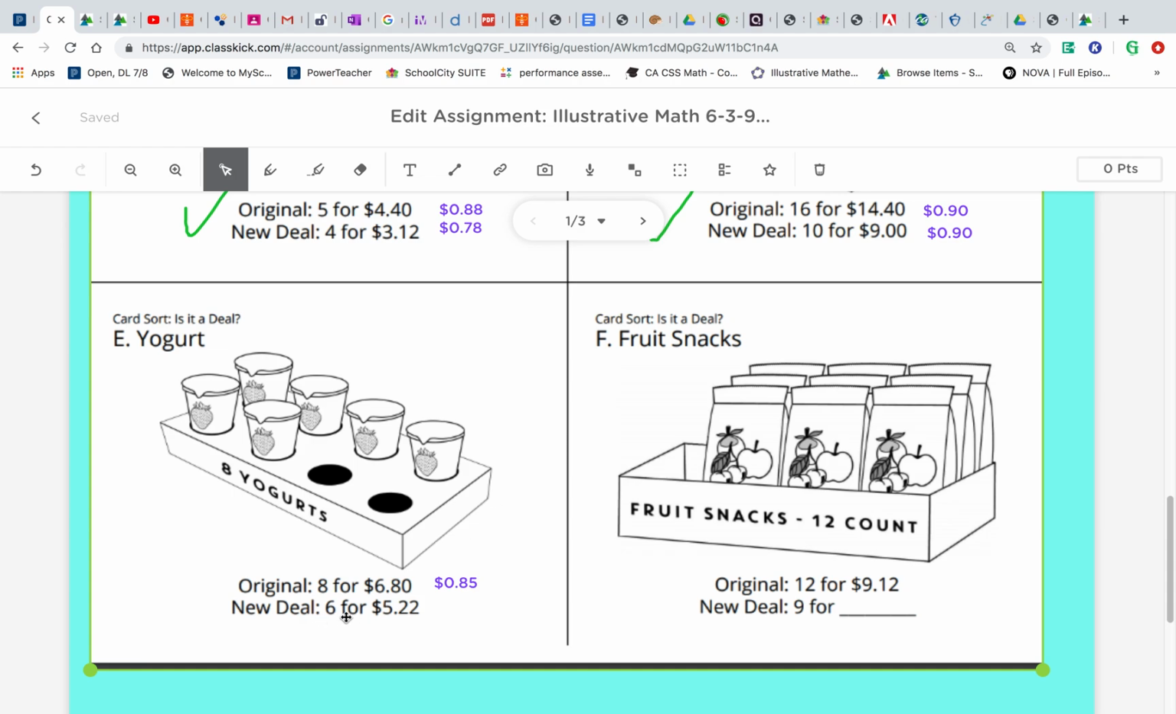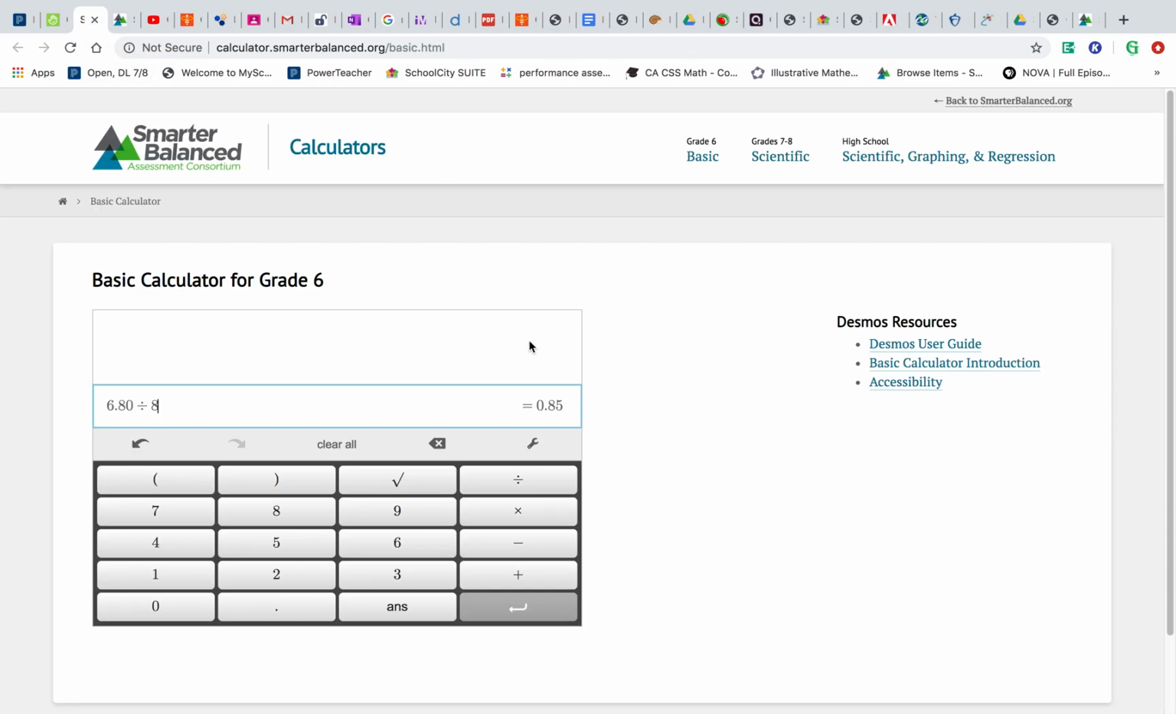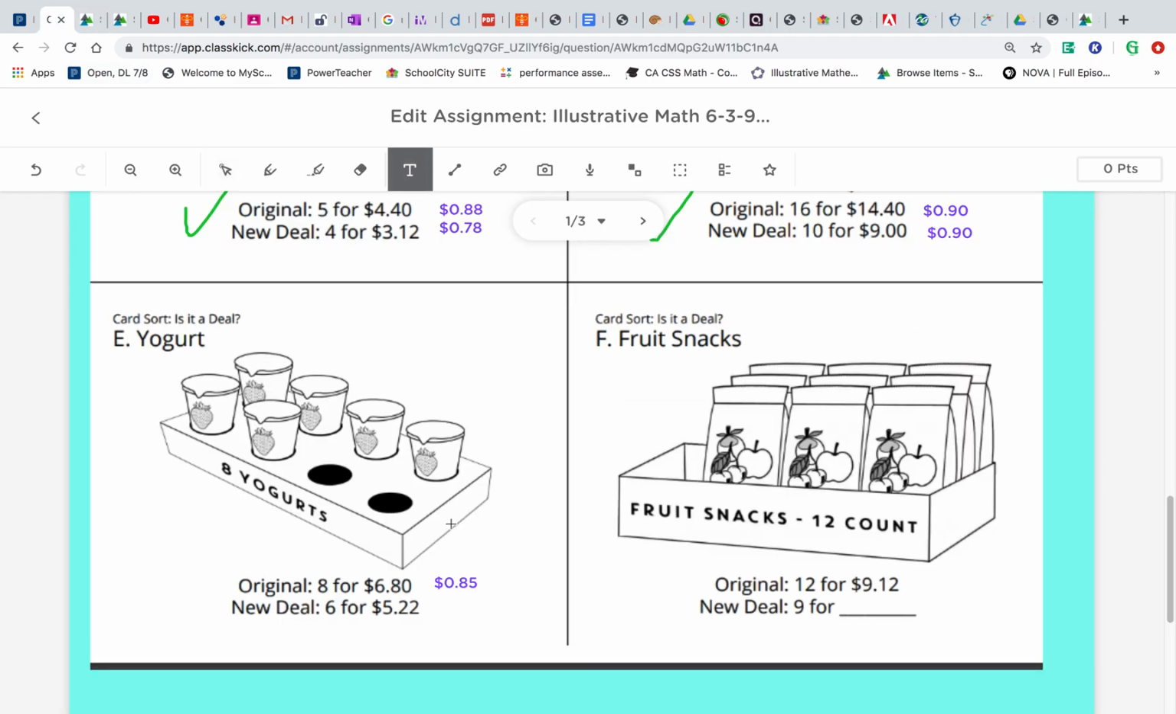What's the unit rate for the new deal? 6 for $5.22. Let's figure that out. It's going to be $5.22 divided by 6. That's 87 cents. Let's see here. The old deal was 85 cents for 1. Now we're paying 87 cents for 1. It's pretty close, but no thank you. I don't want to pay more for 1.